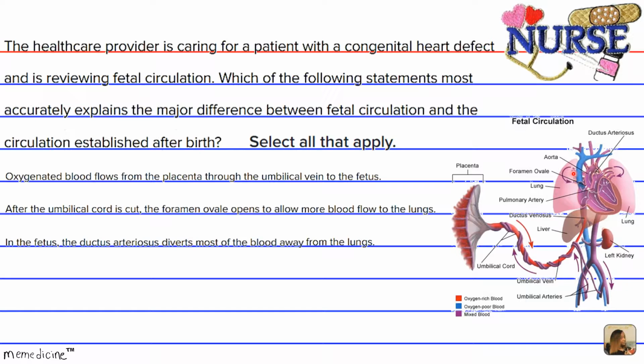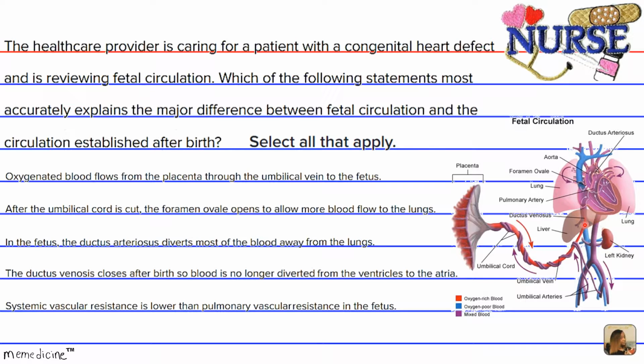Is it C, in the fetus, the ductus arteriosus diverts most of the blood away from the lungs? Or D, the ductus venosus closes after birth, so blood is no longer diverted from the ventricles to the atria? Or is it E, systemic vascular resistance is lower than pulmonary vascular resistance in the fetus?